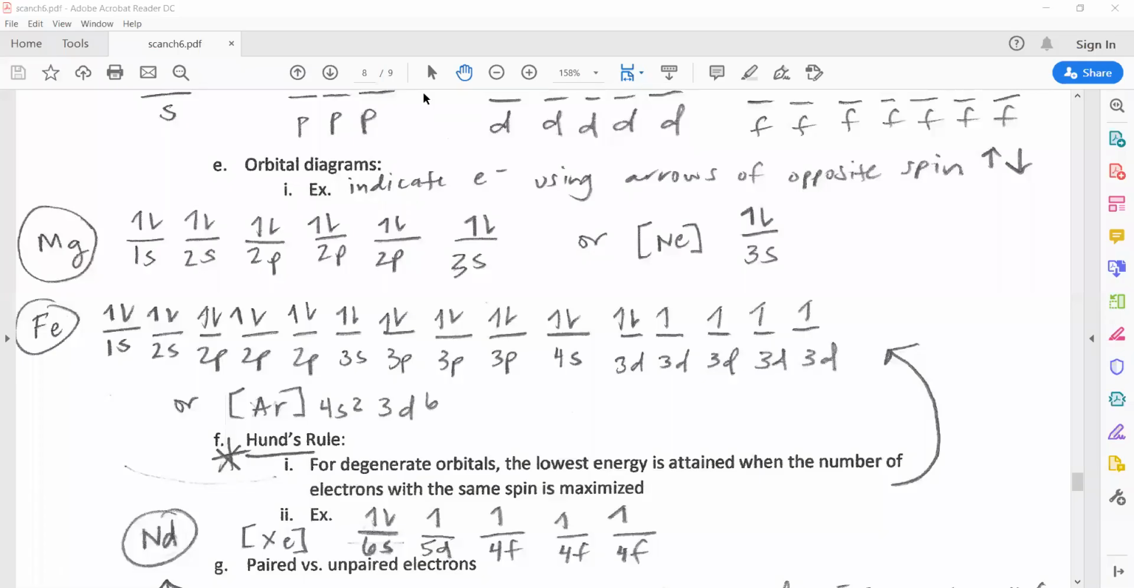Here's the fourth video of chapter 6, picking back up with orbital diagrams. So let's look at iron. Iron, we already saw the electron configuration on the last page of your notes. So we start filling in.